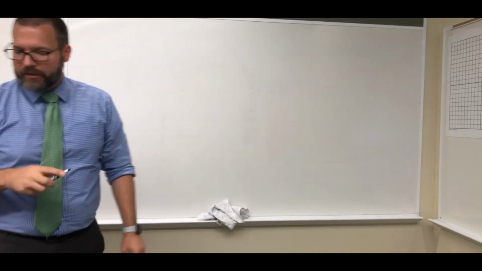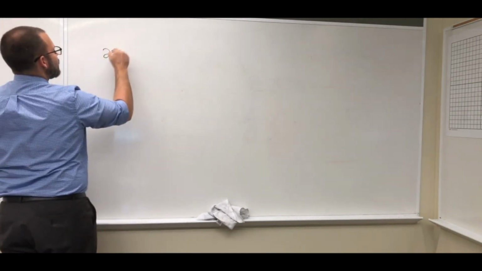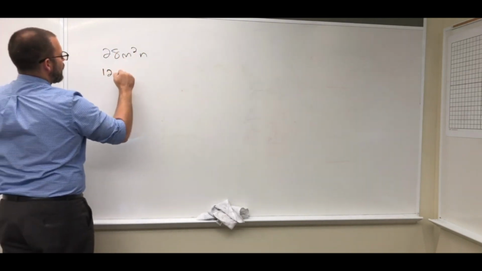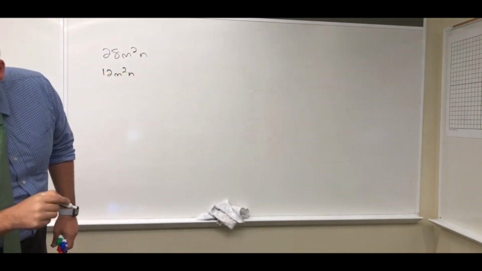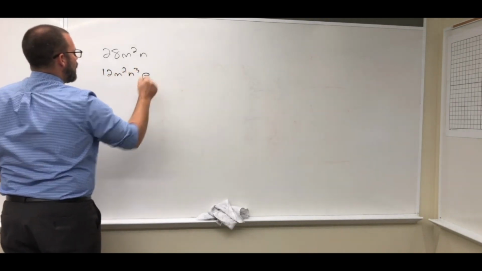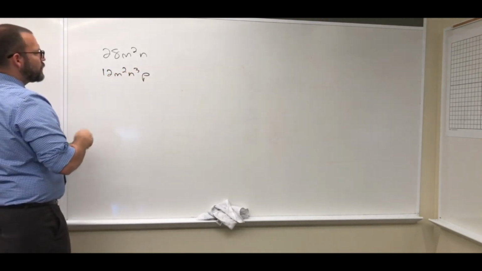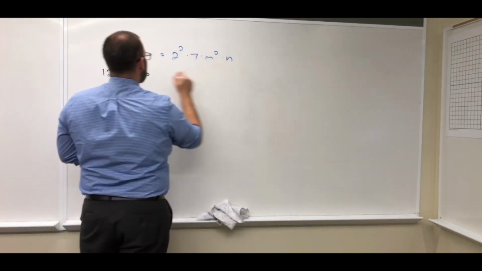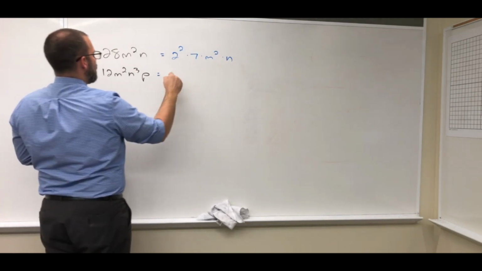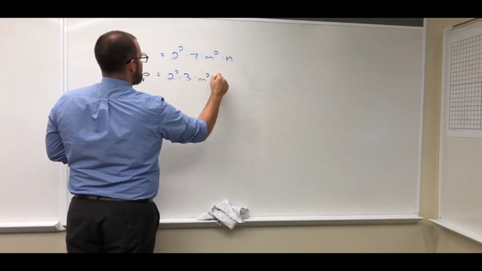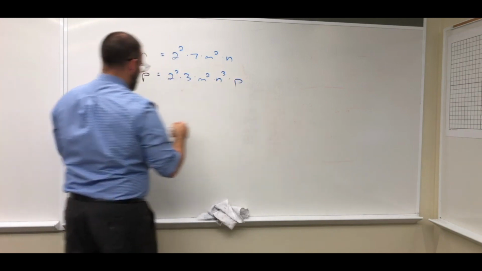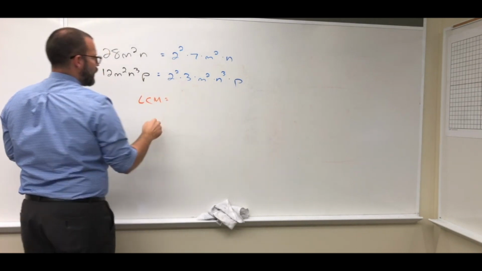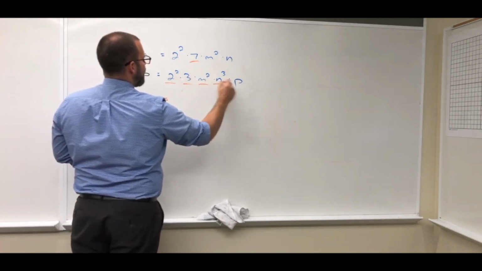Okay, so hopefully you paused the video and worked this out yourself. 28 m squared n and 12 m squared n cubed p. And we want our LCM. I'm going to do my factorization real quick. This is 2 squared times 7 times m squared times n. This is 2 squared times 3 times m squared, n cubed, p. So the least common multiple is going to be every individual factor we see, 2, 3, 7, m, n, and p.